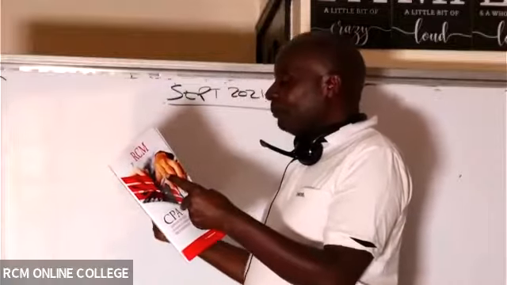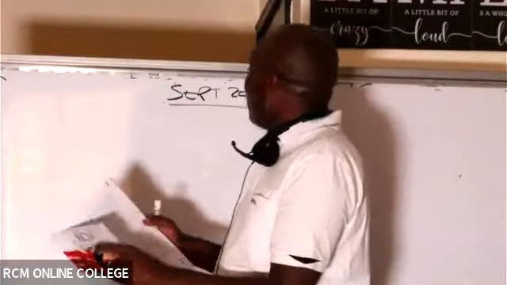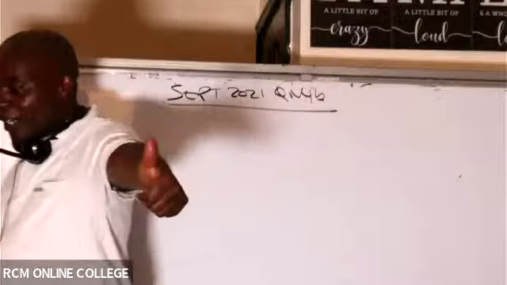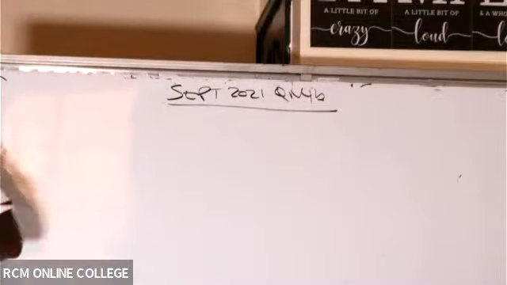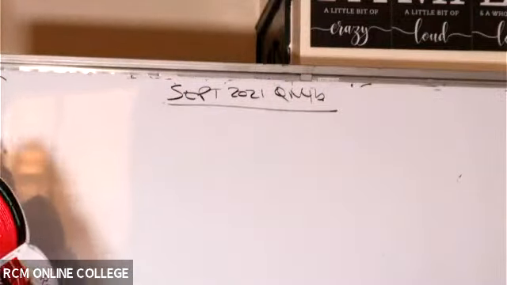We shall overcome. So September 2021, question 4B. Have we gotten this question? Abracadabra. Thank you so much.